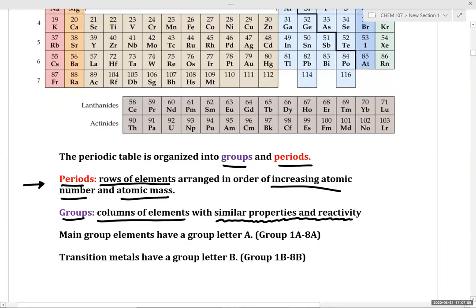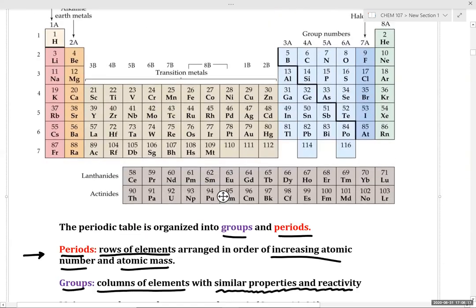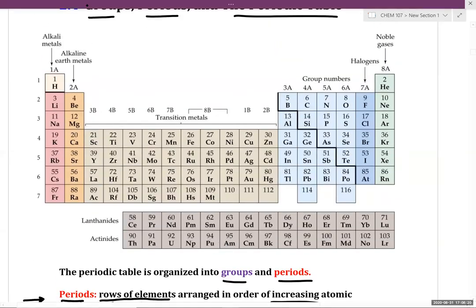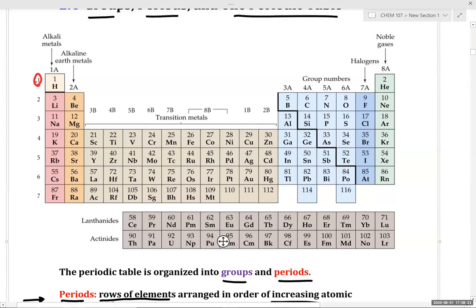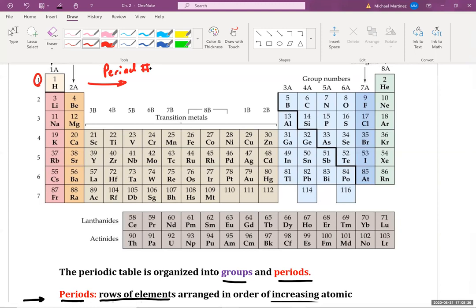Now, each group has certain letters and numbers associated with it. Main group elements have the group letter A, while transition metals have the group letter B. So just to annotate the periodic table that we have been provided, these numbers associated with each row indicate the period number, which will be important later on when we start discussing electron configuration.